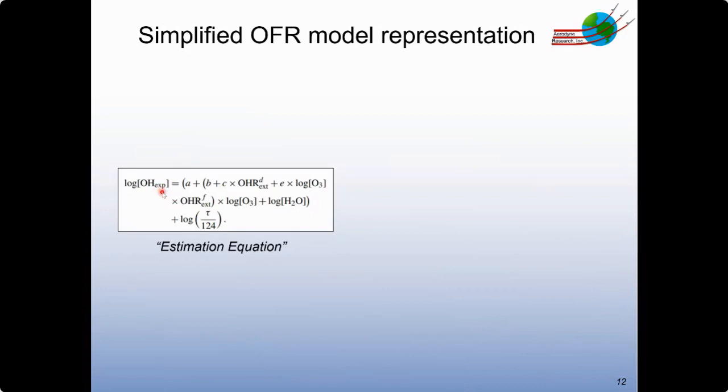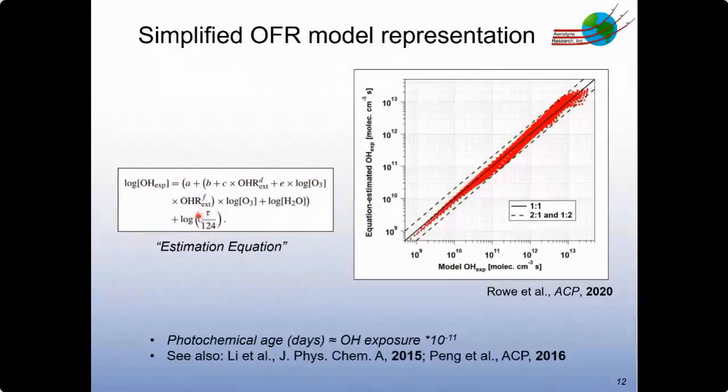And so this equation allows the user to parameterize the OH exposure as a function of the external OH reactivity of VOCs that are being added, the ozone mixing ratio, the humidity, and the residence time. And in practice, over several orders of magnitude, this equation's estimated OH exposure agrees within a factor of 2 or so with the OH exposure that is calculated by the model using the network of reactions I showed on the previous slide.